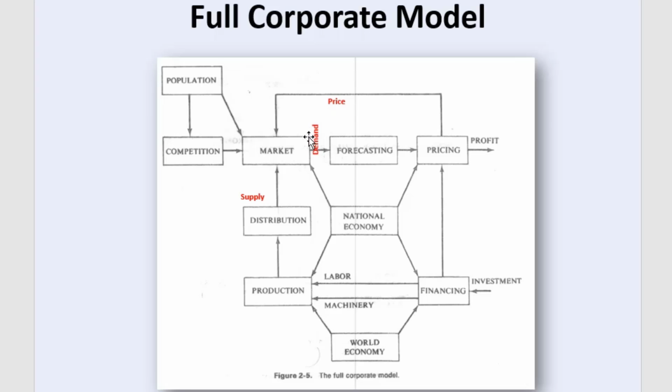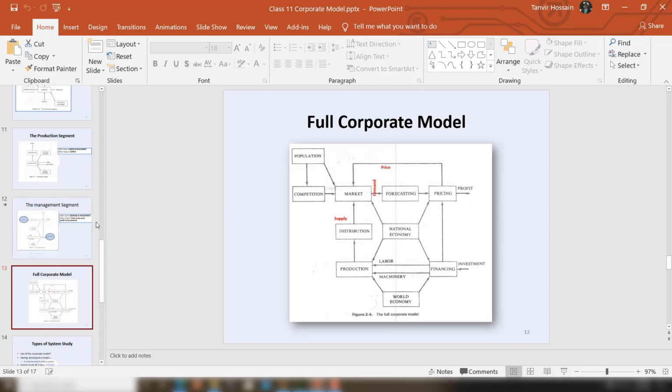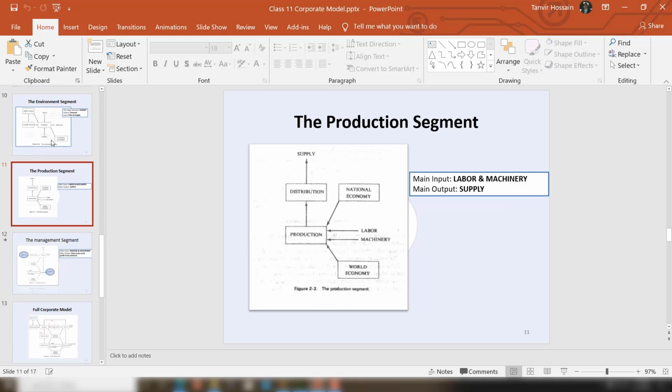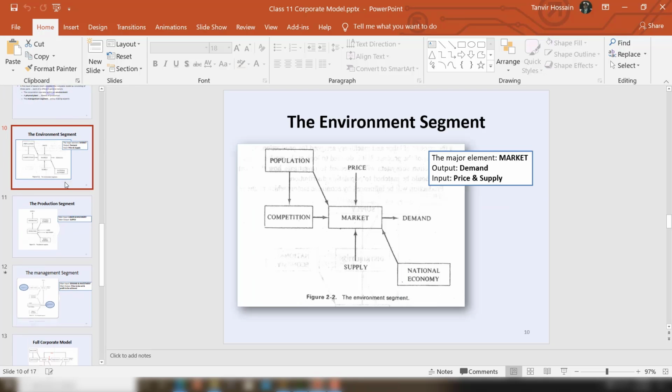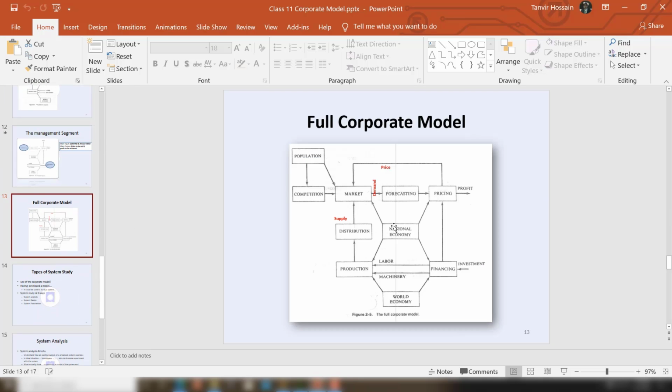It's supplying the market, and the market is getting input from population and also competition and also price. And according to the market, the demand is getting ready, and it is forecasting the number of products we should make, and it's also assigning our price, and then it's giving us some profit. So this is the whole corporate model. It's very simple, not complex. You just need to understand each of these specific blocks separately, and they all come together here in this block.